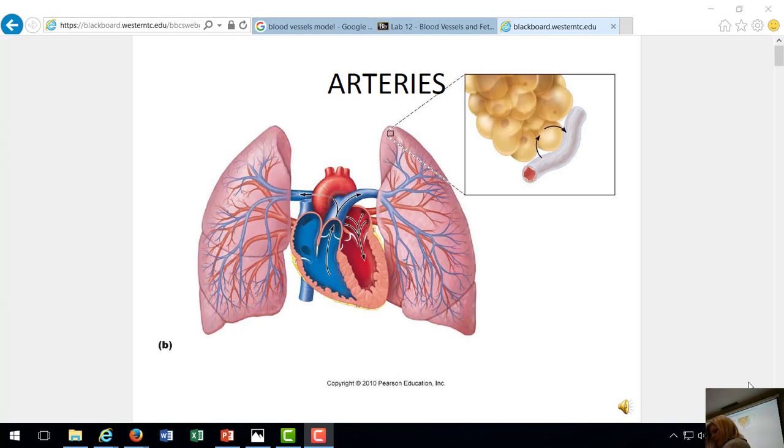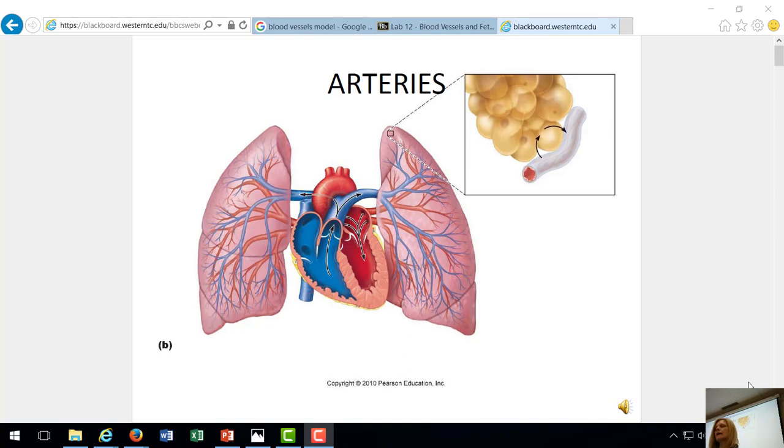Just to refresh our memory, the hard and fast rule about arteries is that they carry blood what direction, from the heart or to the heart? Away. Arteries, away. They both start with an A. So that's a hard and fast rule, never changes. Arteries carry blood away from the heart. Veins carry blood to the heart.